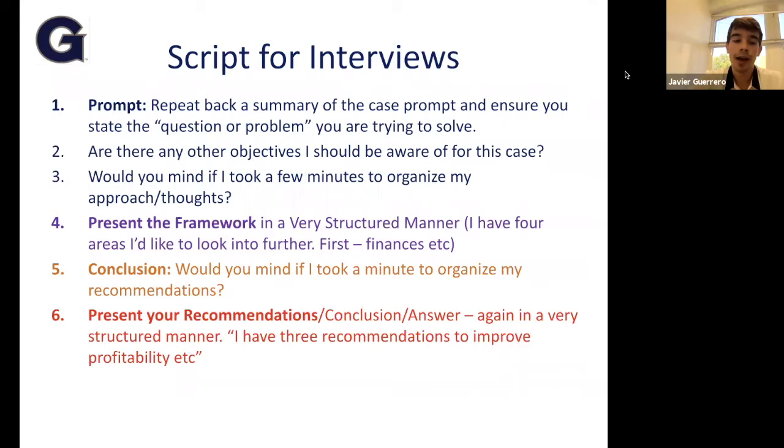And finally, conclusion and presenting your recommendations at the conclusion of the case. Any questions on the script, any questions on the structure? Most cases will fall into this structure.